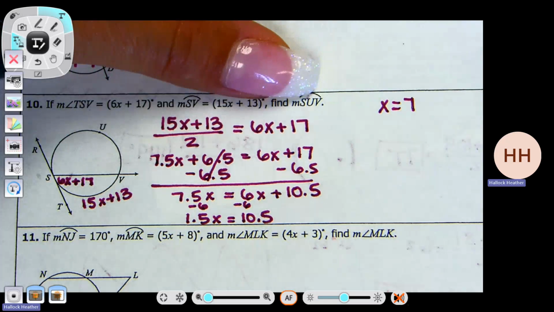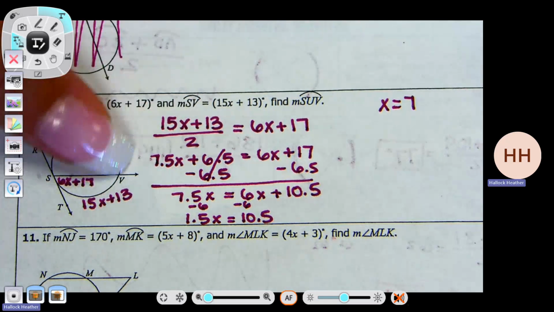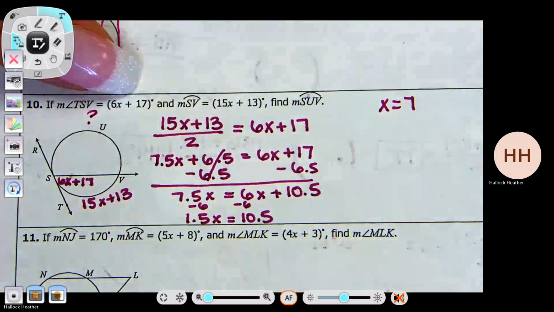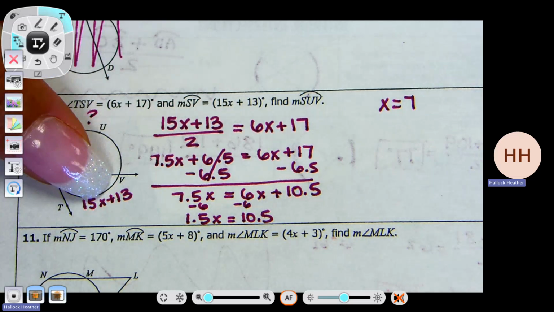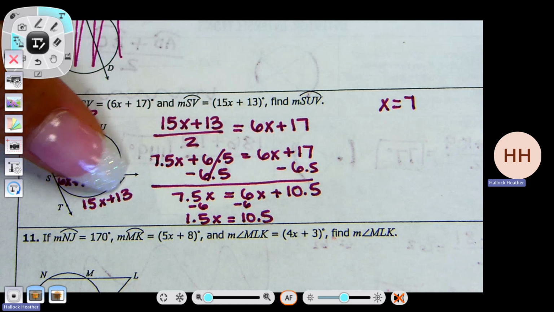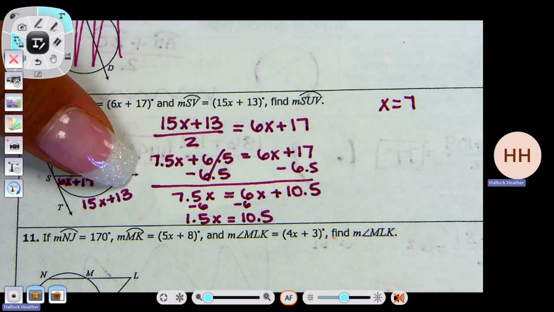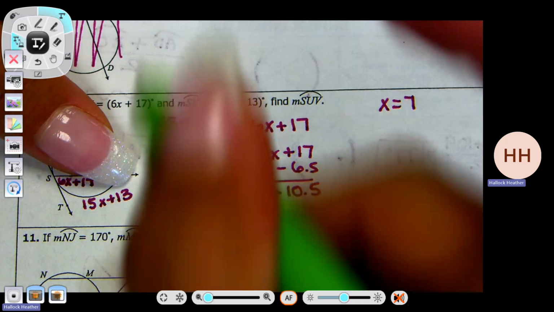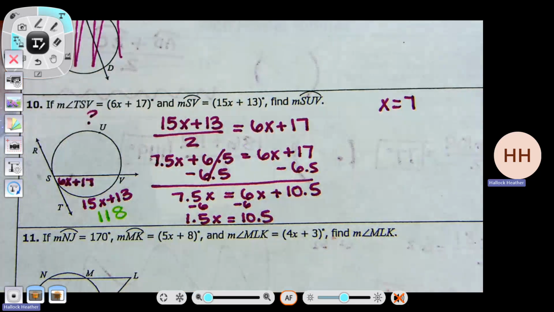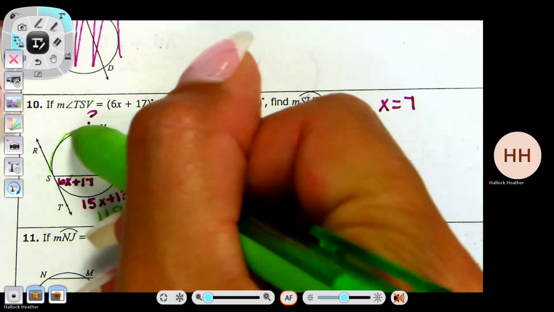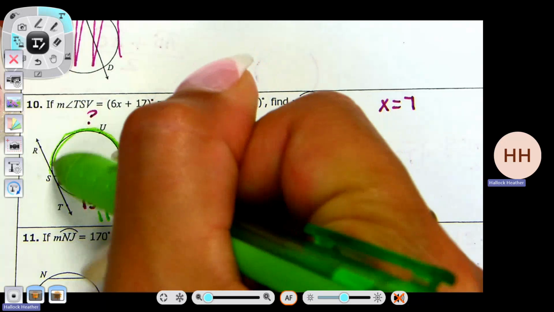So I have to find SUV. So SUV is over here. If I plug it into the other arc, we could technically subtract that from 360 because the circle makes 360. So if I plug 7 in, 15 times 7 plus 13 gives me how much? 118. So if this is 118, how much is that other arc? 242.